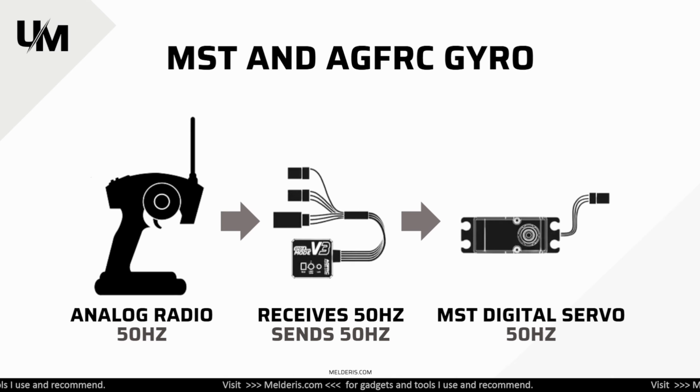So this servo was capping out at 240 Hz, but I was using only 50 Hz refresh rates, as you can see in this case. Both of those gyros, MST and AGFRC, were working fine in my setup and I didn't have any issues. Okay, now let's take a look at another example.